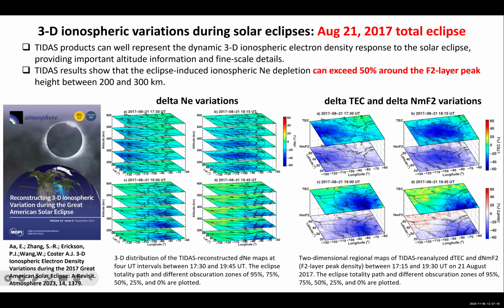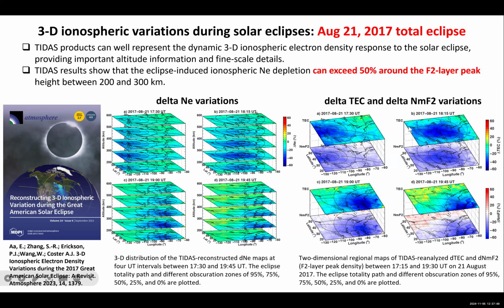For example, here we show the delta electron density variation at different altitudes. These concentric circles mark the solar obscuration due to the eclipse, because we know that there's a transient cutoff of the solar ionization. So we can see this passage of the electron density reduction with respect to the passage of the eclipse.